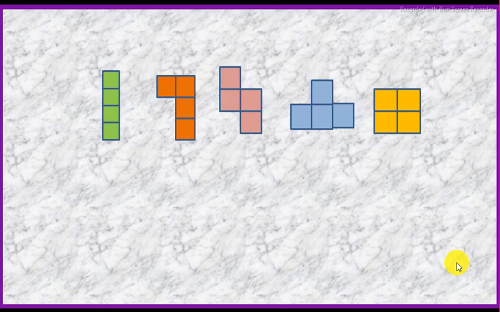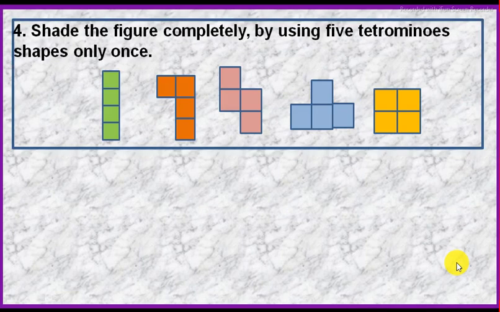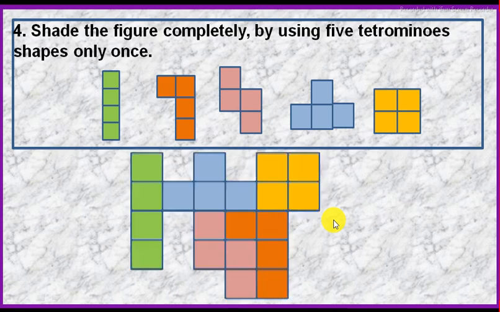Okay, now we are going to go to sum number 4. Shade the figure completely using 5 tetromino shapes only once. So this is the shape which was given, and it is shaded with the 5 tetrominoes used only once.